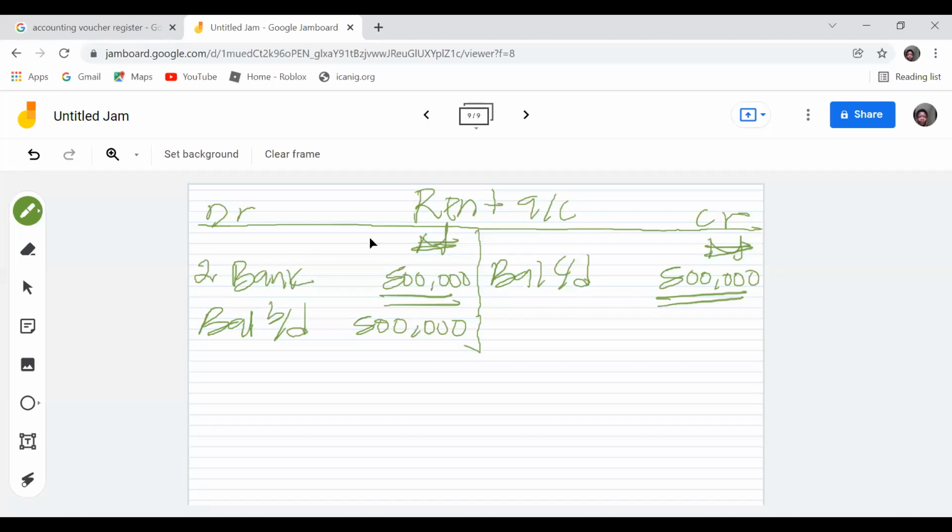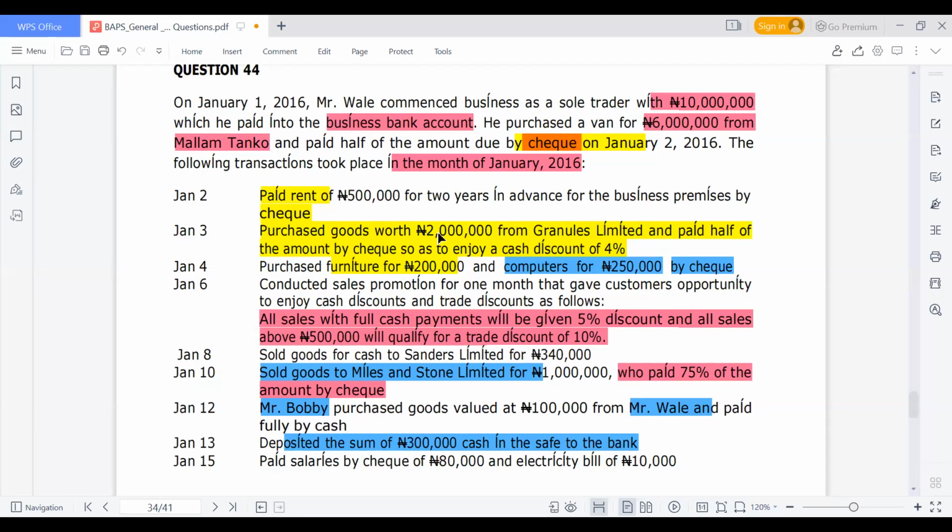Then the next day, it says purchase goods worth 2 million from Granule Limited and paid half of the amount by check so as to enjoy a discount. So you purchase goods from someone and you paid half. That means that you have not paid all, so that is what we call a payable as well.